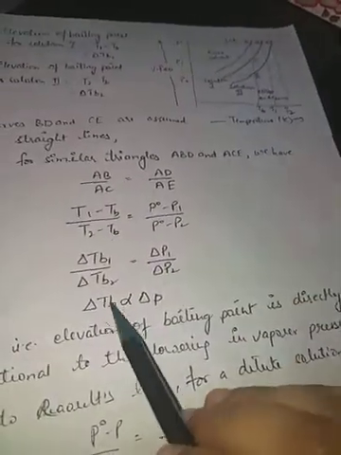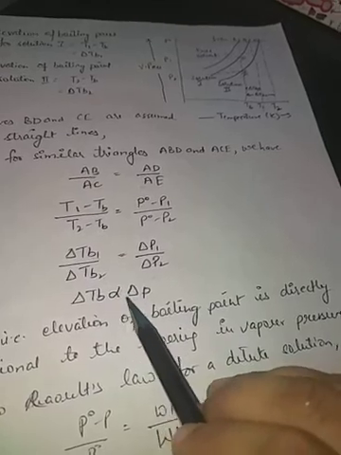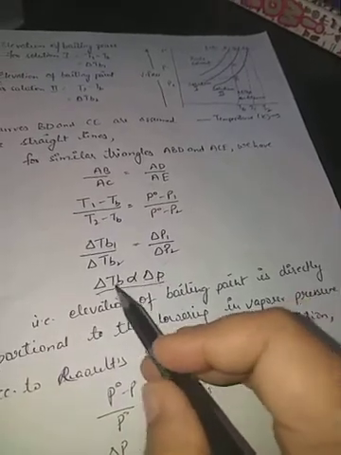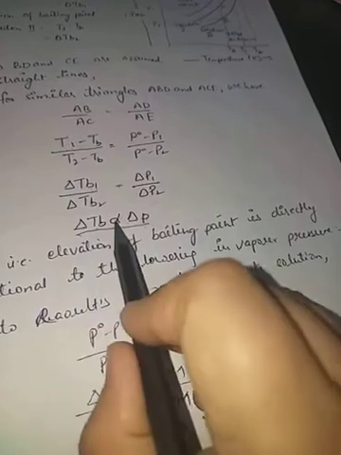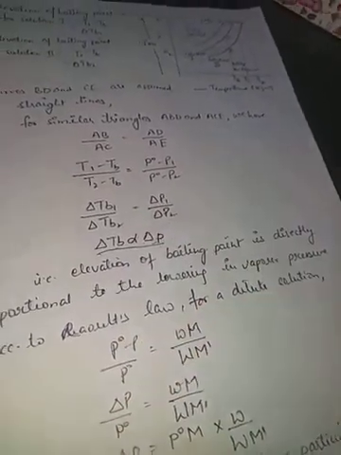From here it is showing that delta TB is proportional to delta P. This is important, we will use this later on in the derivation also. This shows that the elevation in boiling point is directly proportional to the lowering in vapor pressure.